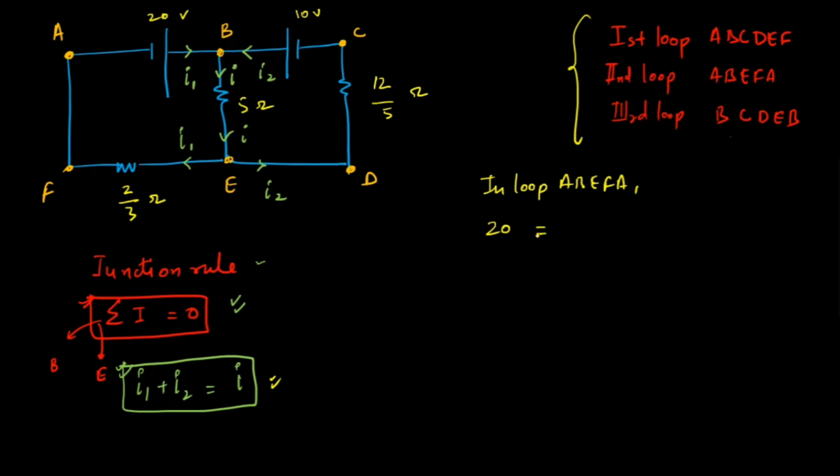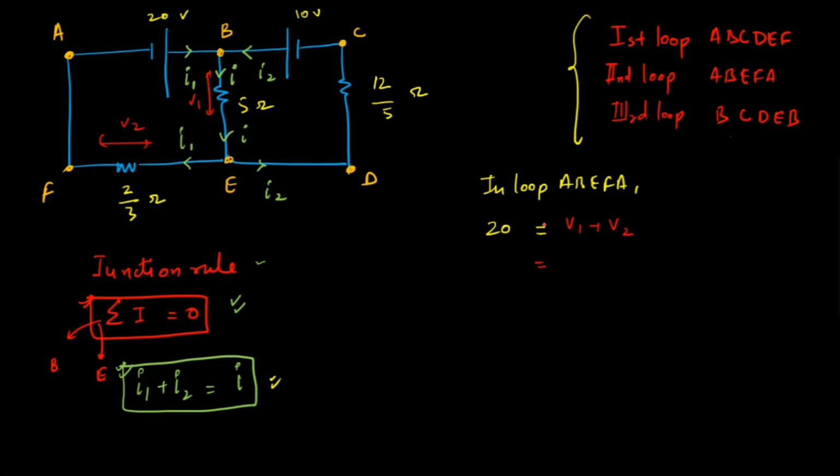This positive 20 must be equal to whatever potential is across this 5 ohm resistor plus whatever potential is across this 2 by 3 ohm resistor. So we can assume that it must have some potential V1, and this one some potential V2, so 20 must be equal to V1 plus V2, as simple as that.